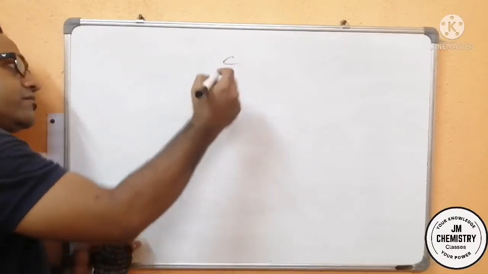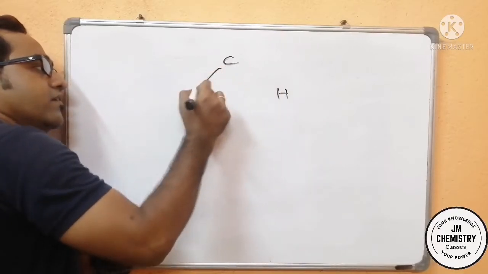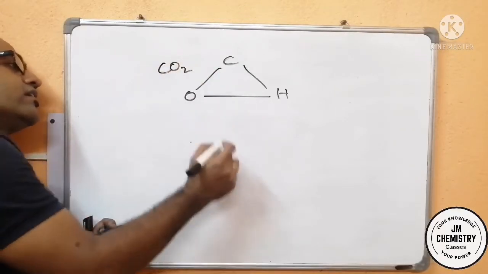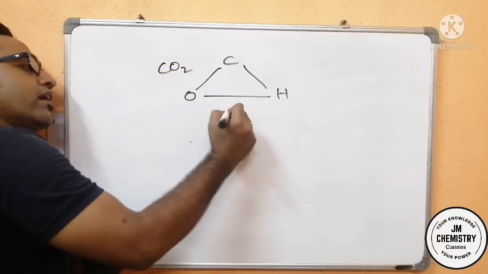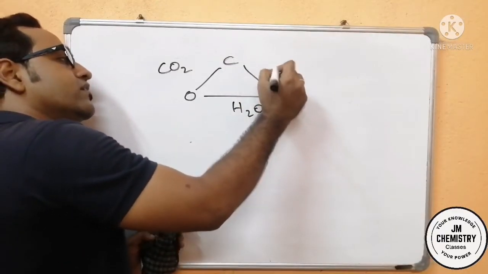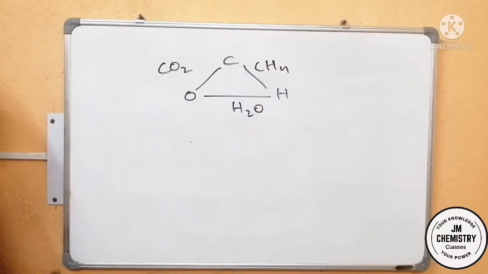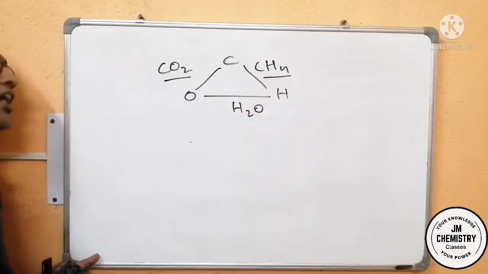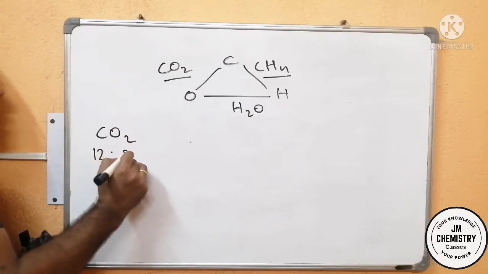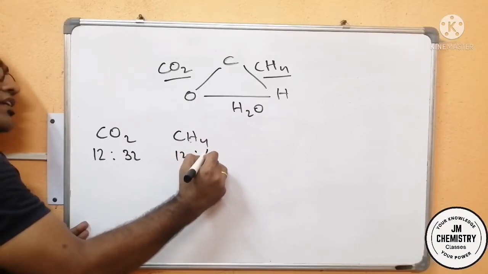So you are having carbon, oxygen, hydrogen. Now carbon and oxygen form carbon dioxide. Oxygen and hydrogen form water. Carbon and hydrogen form methane. So take these two examples, carbon dioxide and methane. In carbon dioxide, the carbon is 12 and oxygen is 32. In methane, the carbon is 12 and the hydrogen is 4.